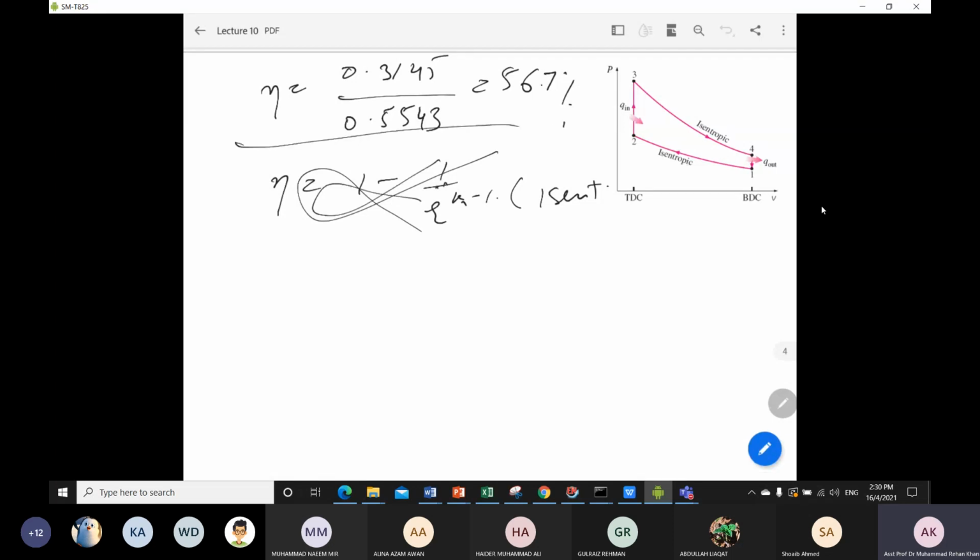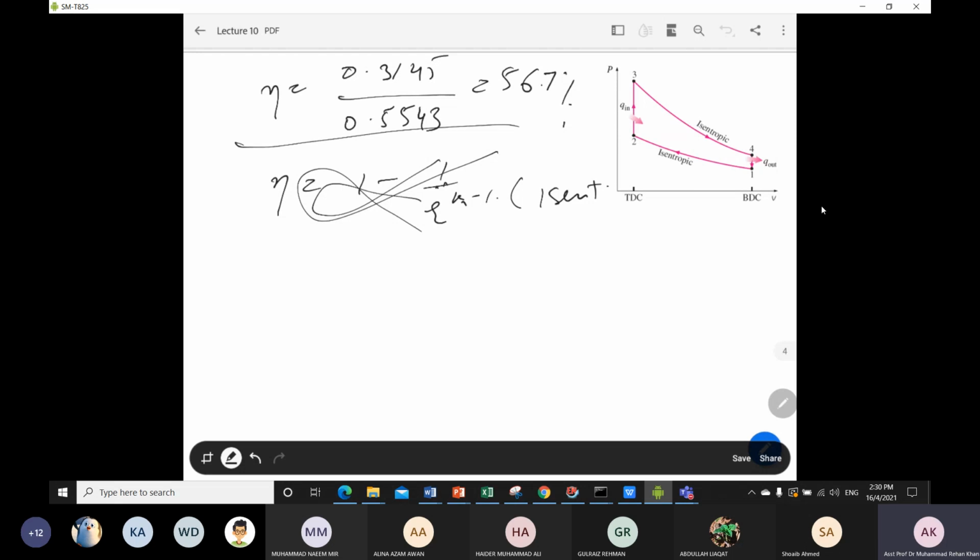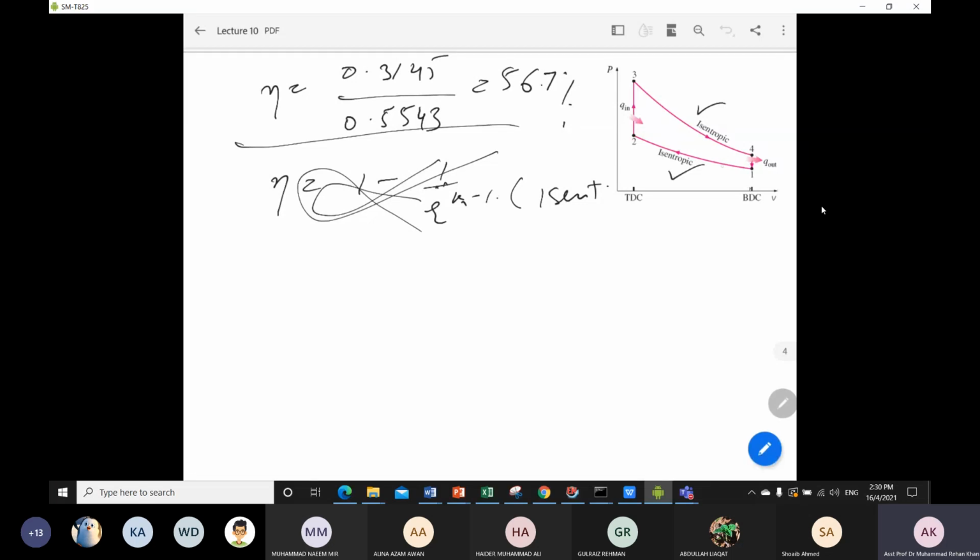So you have to use W net over Q in, by which we have to apply the method for the polytropic process. If it is mentioned in your question that the expansion process is polytropic, you have to apply that principle of polytropic exponent for 3 to 4. If it is mentioned it is a polytropic compression process, then you have to apply the same principle for process 1 to 2.